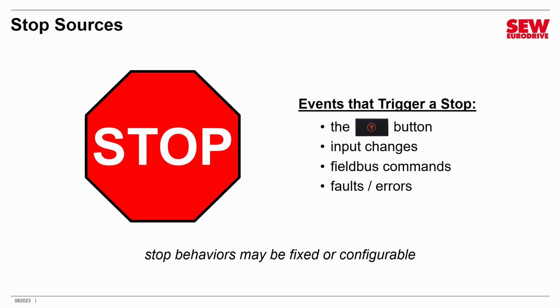Stop behaviors may be fixed or configurable. What that means is some stops you can pick what kind you want. You want them to coast to a stop, or do a ramp, or a rapid ramp. On the other hand, some stops are hardwired to do one specific thing. For example, some just do a rapid stop, and that is the only choice you get. Or some just do a coast to stop, and that's all you get. We'll talk about these as we go along.